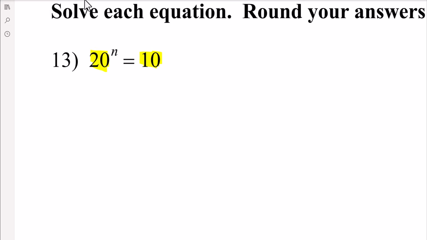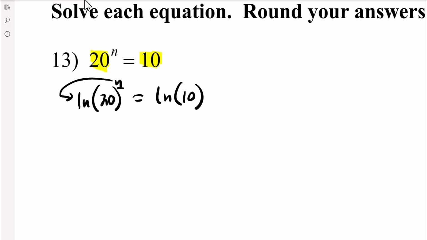So what's going to happen is, in order to solve for that n, the only way to get it out of the exponent is to do the inverse, which is taking the log of both sides. I'm going to go ahead and do it this way. I'll just use ln because I think you guys will like writing one less letter. All right? And then this n is going to come down in front because of the properties of logarithms.